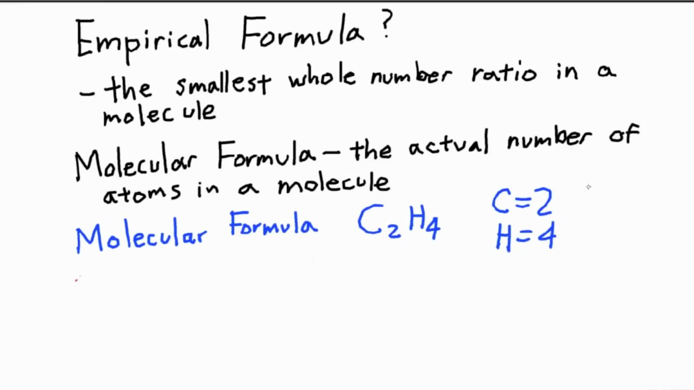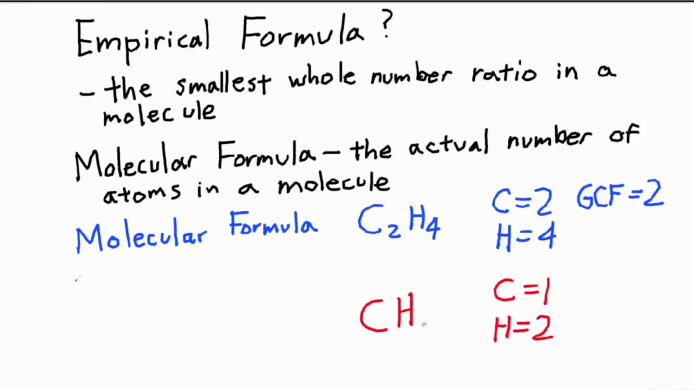If you notice, 2 and 4 are both divisible by 2, which is the greatest common factor. So if we divide both of these numbers by their greatest common factor, or we simplify this ratio, we get the empirical formula. If we divide the 2 carbons by 2, we get 1 carbon. And we have 4 hydrogens, so divide that by 2, and you get 2 hydrogens. And so now we can write the empirical formula, which is CH2.